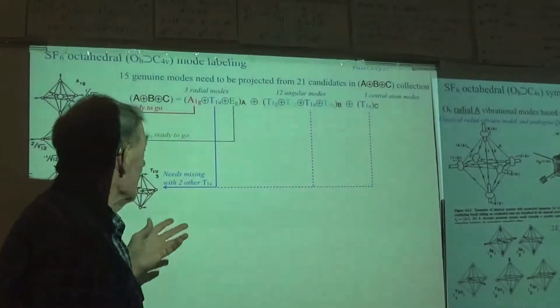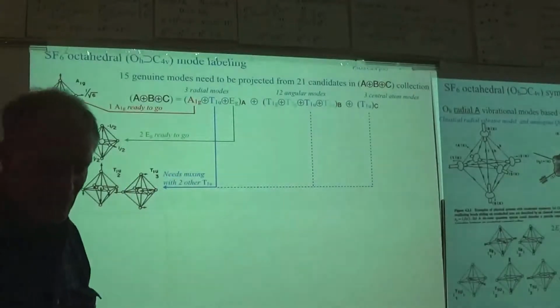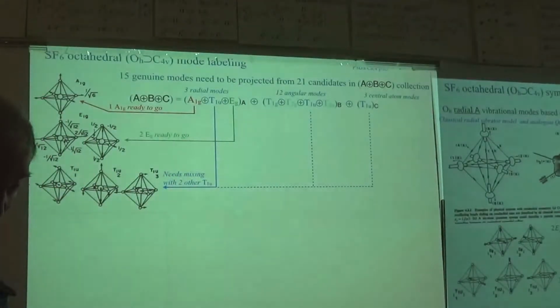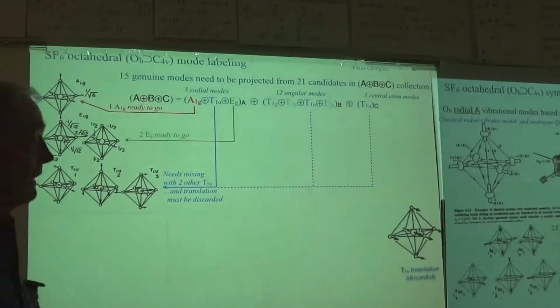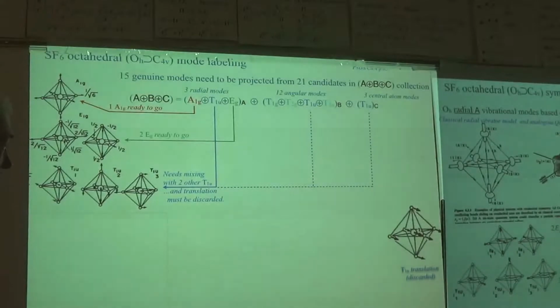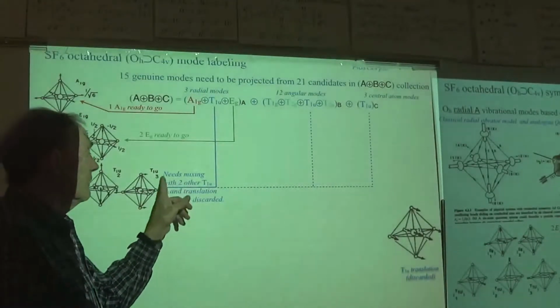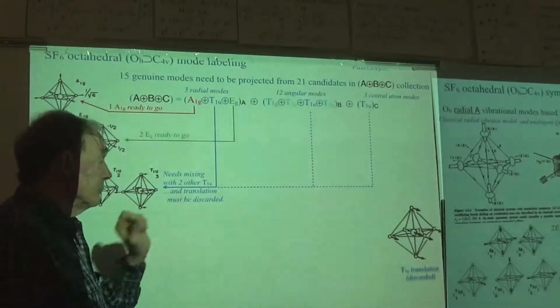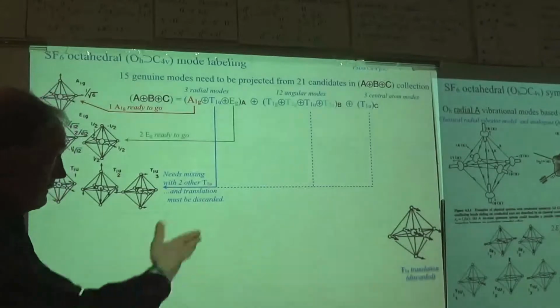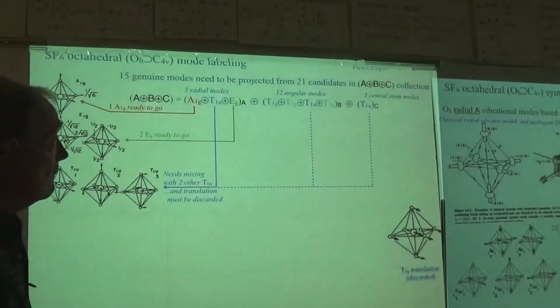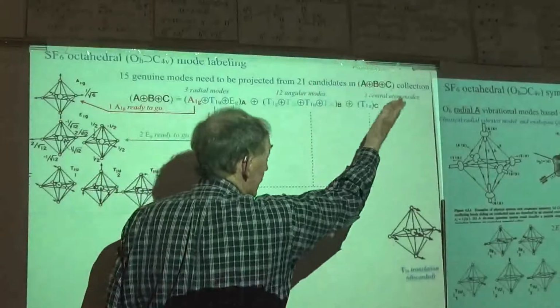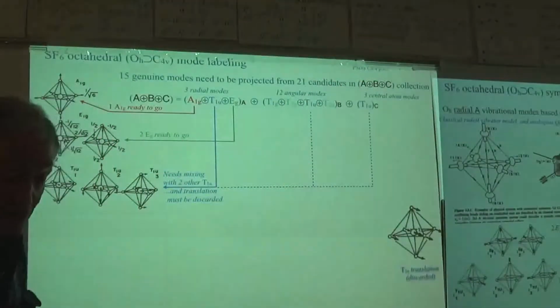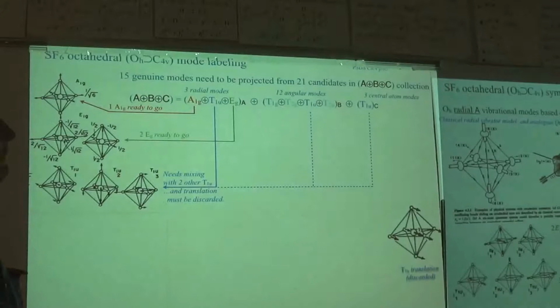So right now I'm saying I've got to get rid of one of those T1Us for this problem, but come the time, we won't discard that in some future experiment. So we have mixing with two other T1Us, and translation must be discarded. Those dashed lines we'll talk about in a minute, belonging to the angular side and then to the central. We've got to deal with that. That's the dirty part of this particular symmetry analysis right there.